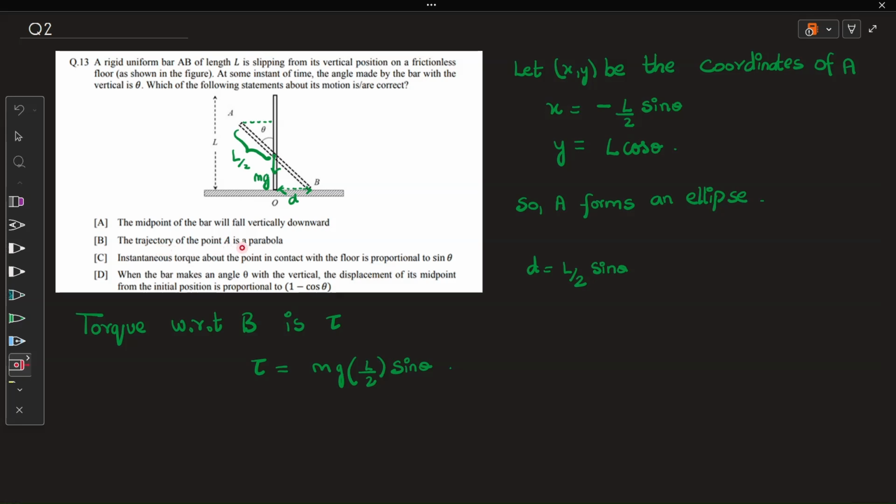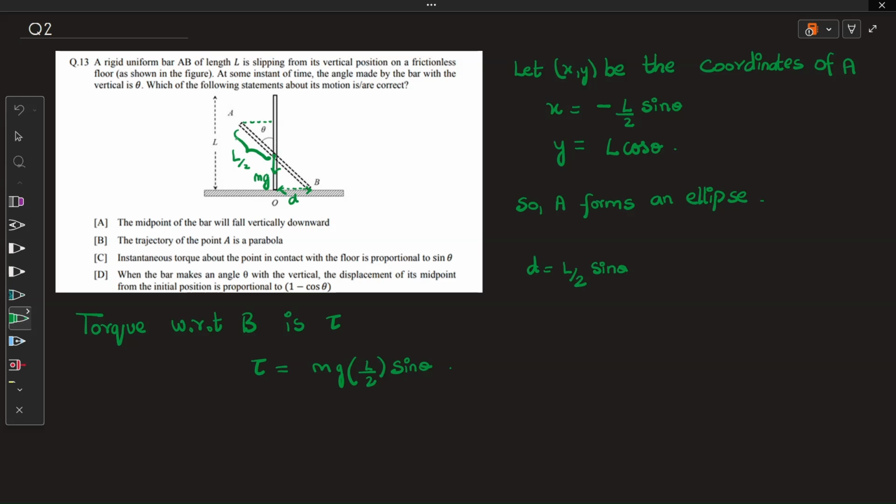Now the trajectory of point A is a parabola. Now how are we going to do it? We need a parameter to define the coordinates of A. I'm just saying let x comma y be the coordinates of A. And the x coordinate is nothing but, if this is the midpoint, it always lies in the same vertical. This is L by 2, right? So the x coordinate is always minus L by 2 into sine theta.